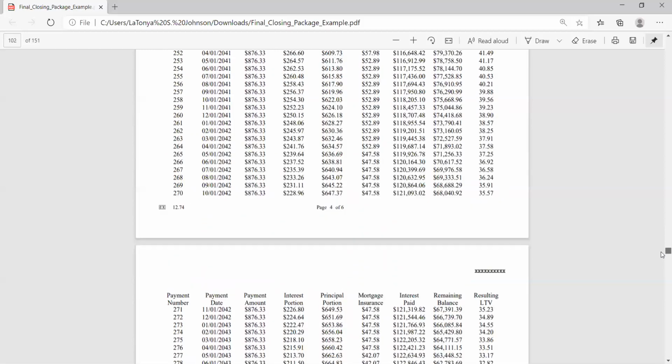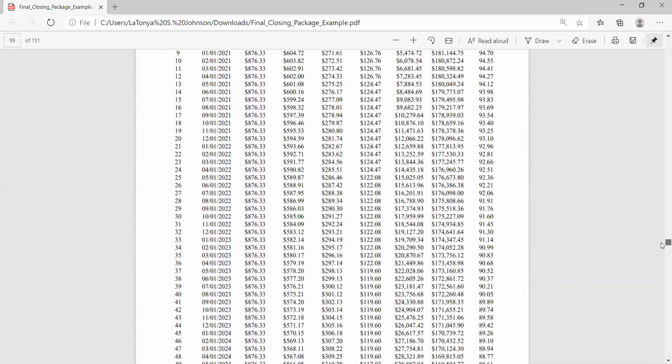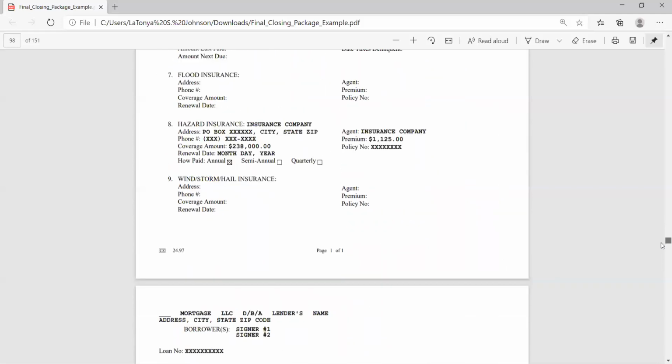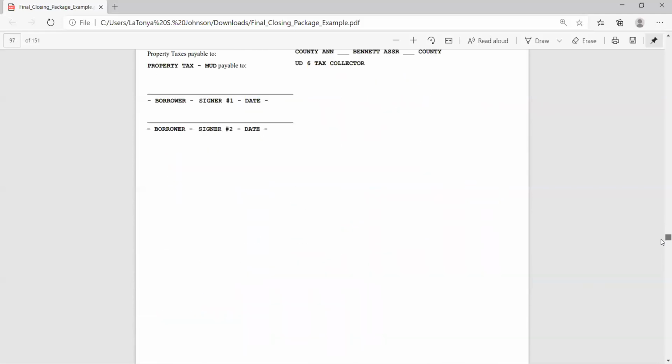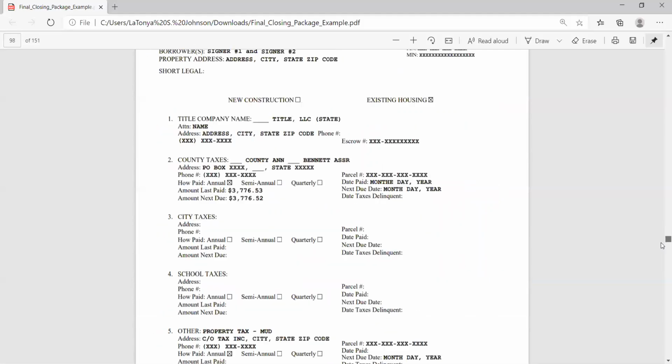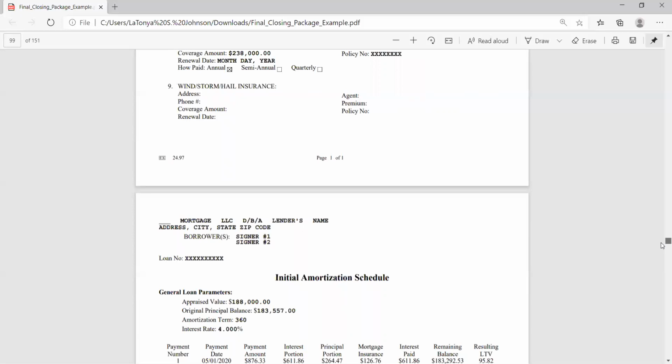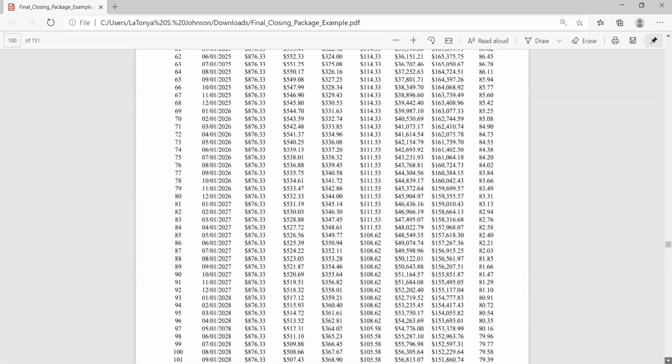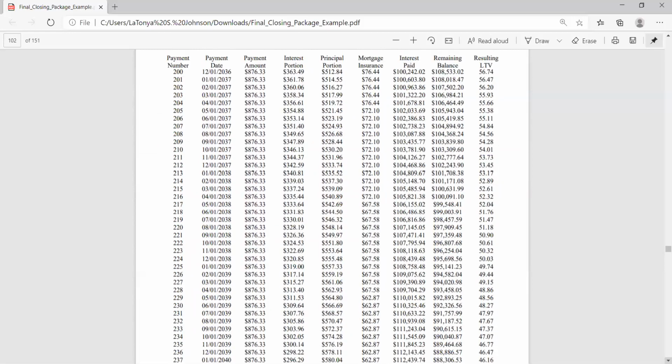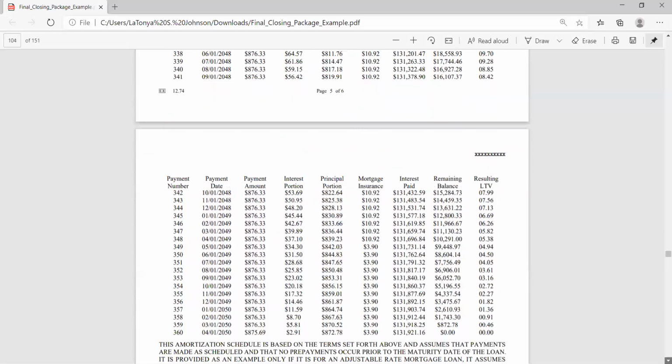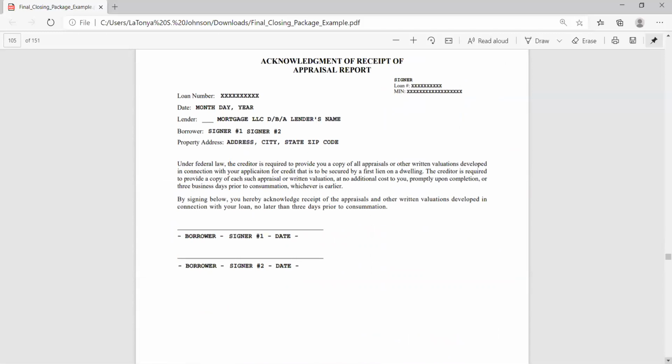Let me make sure I didn't forget anything on that tax account. Okay, yeah, I think I got that. They sign and date that. This is the tax and insurance. This is their names. Acknowledgement of receipt of the appraisal report. They sign and date this.